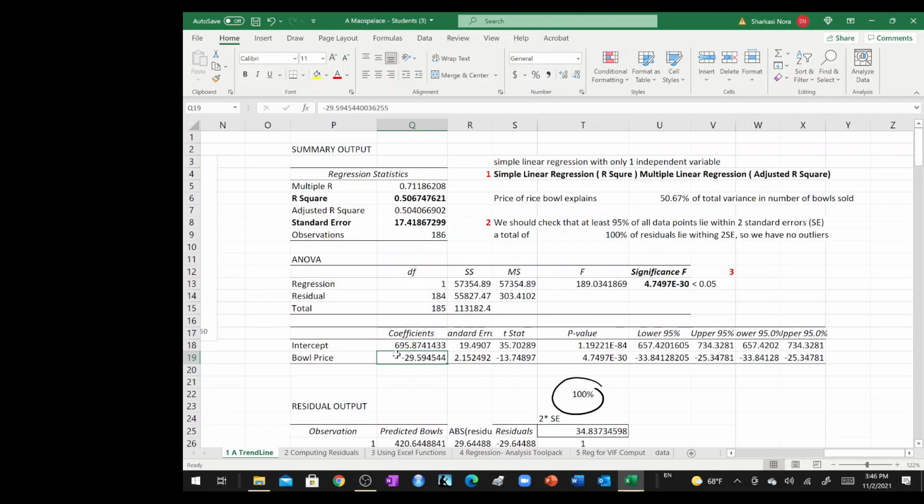So we always look for the alternative hypothesis. We hope that we reject the null hypothesis. So we say we reject the null hypothesis.